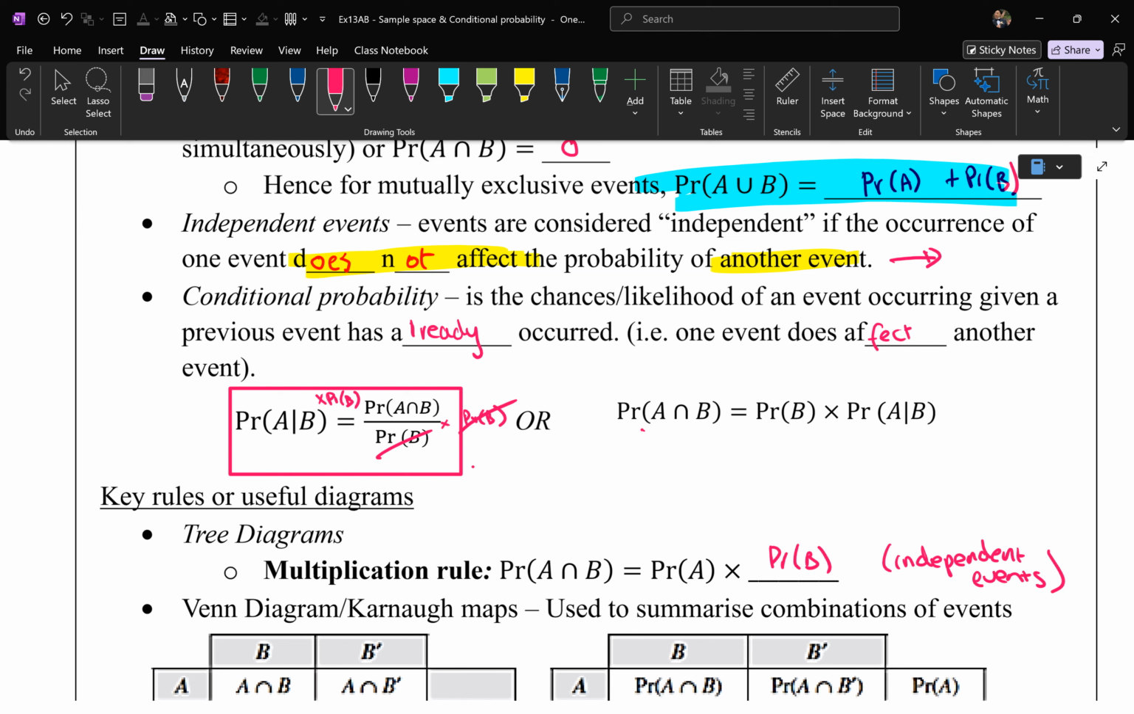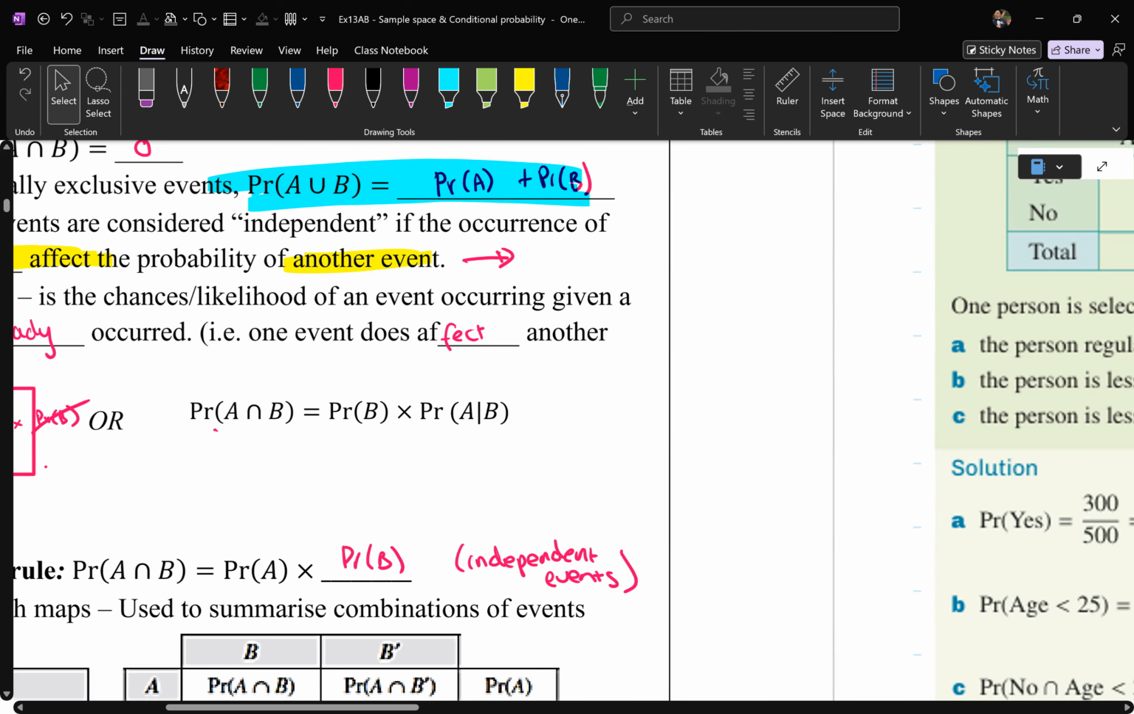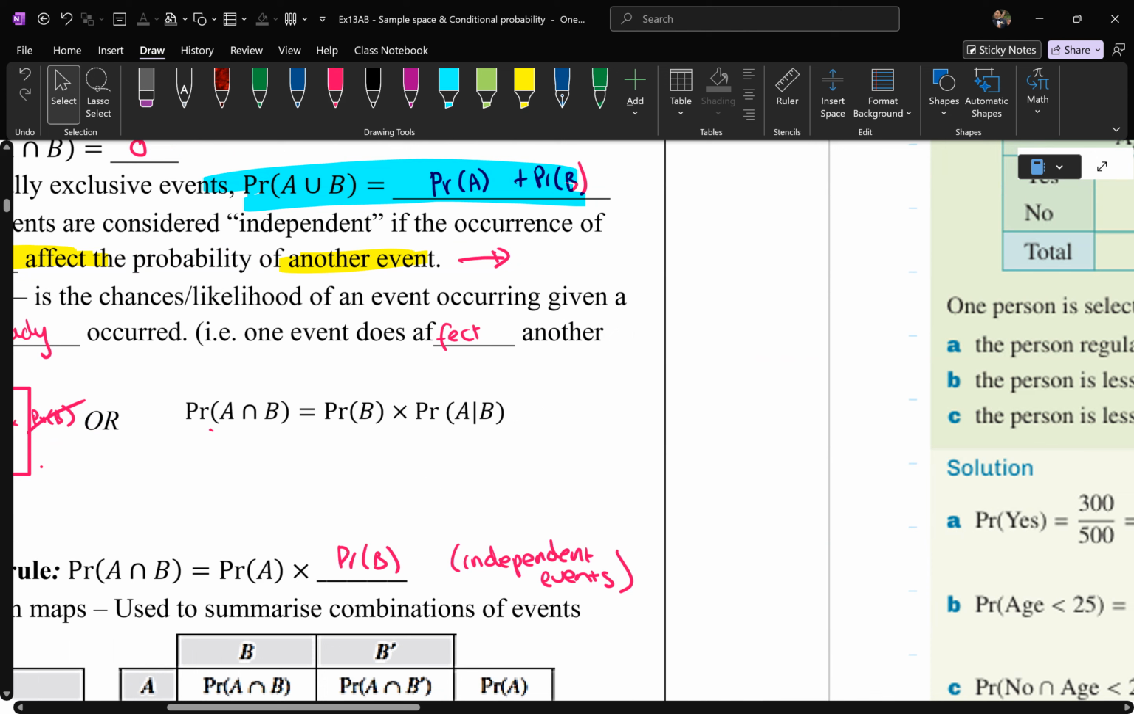Like flipping a coin, rolling a dice. It doesn't matter how many times you roll that dice, the chances of getting a 3 or what you got before does not affect the chances of the next one. So if I flipped a coin and I got 10 tails in a row, it doesn't mean the next one I have a high chance of getting heads. It's still 50-50, right? That's independent events. So this is one of the reasons why most students don't realize when it's independent and when it's not. See the difference between conditional, and I'm going to show you diagrammatically so it makes sense to you.